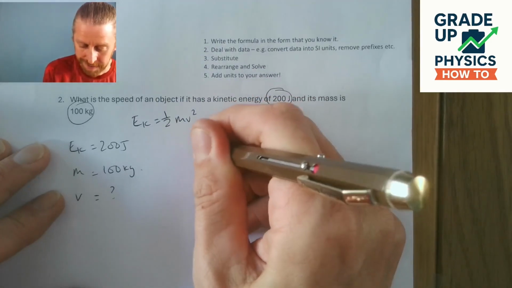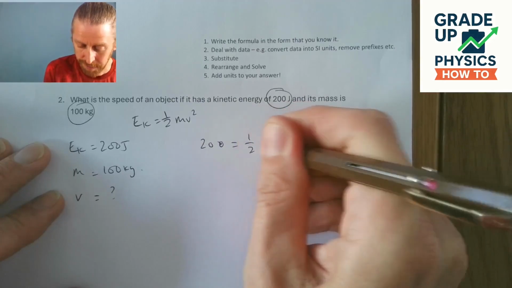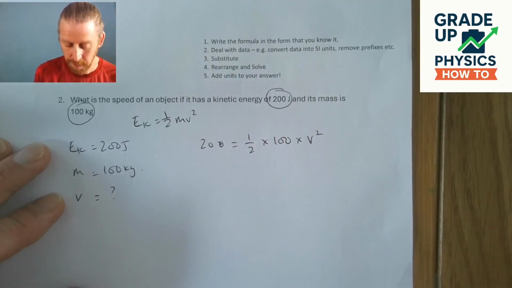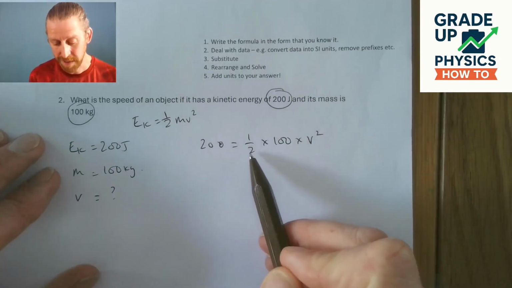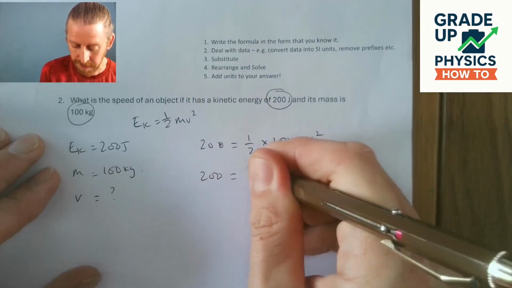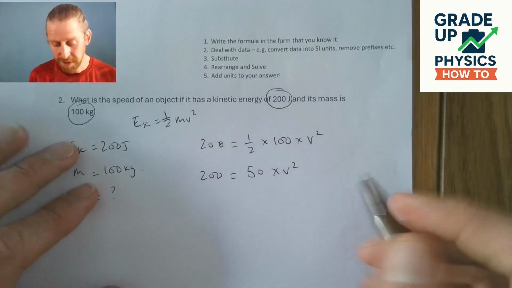So we know that kinetic energy is 200 joules. That's equal to a half times by 100 times by our speed squared. Now once again what we can do is actually simplify at this step a little bit. So a half times 100 will be 50, so I can make this look a little bit nicer, a bit like this. So let's rearrange as before.